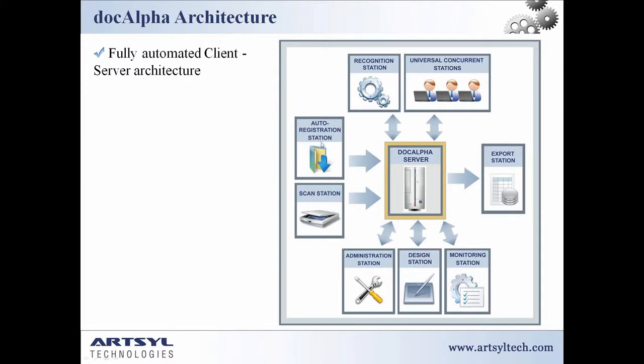No matter if it's originated through scan station or auto-registration station, the next step is the batch gets registered in the server environment and the server looks for the next available recognition station. If there is no station available, server will queue that job based on its priorities. And when the station becomes available, it will receive that batch to work with.